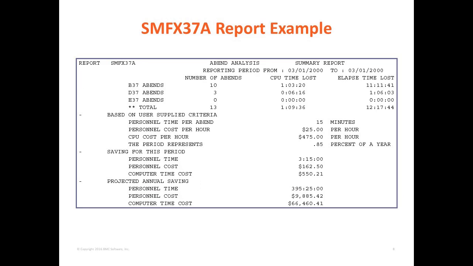The second part of the X37A report gives a numeric summary of the costs, the number and the type of abends. The values used on the exec statement are used to calculate these values. The savings values are calculated for the period of SMF data collected, and then projected out for 1 year if no changes are made and the errors continue.